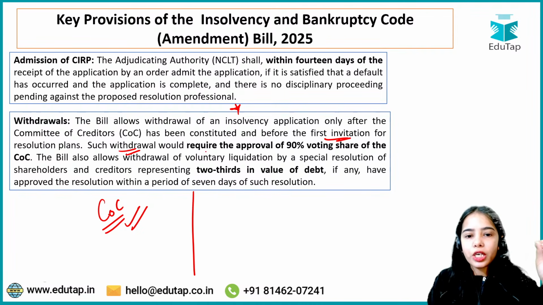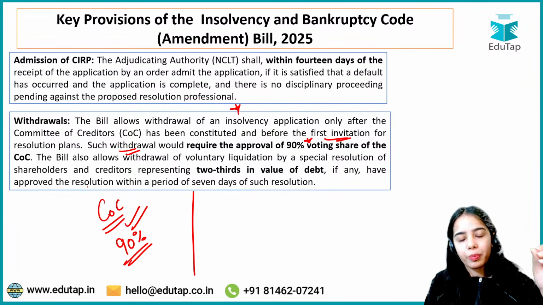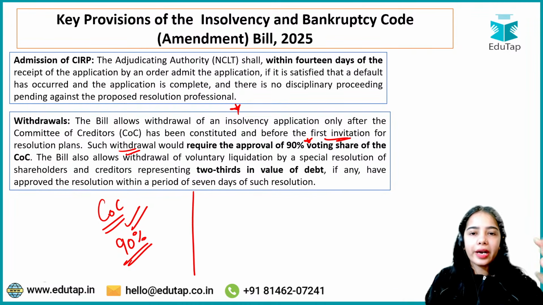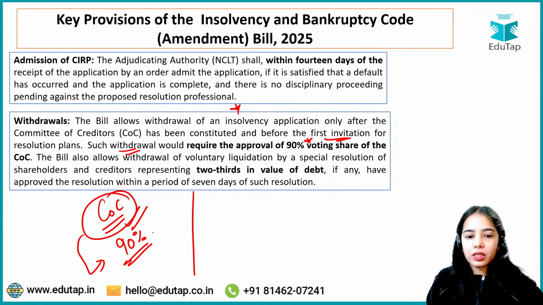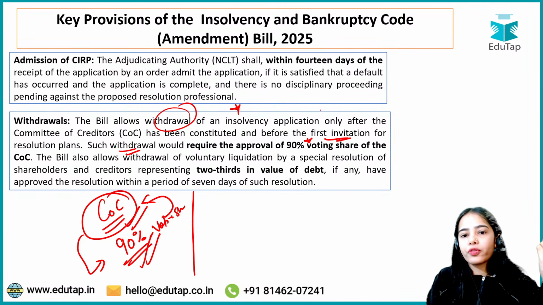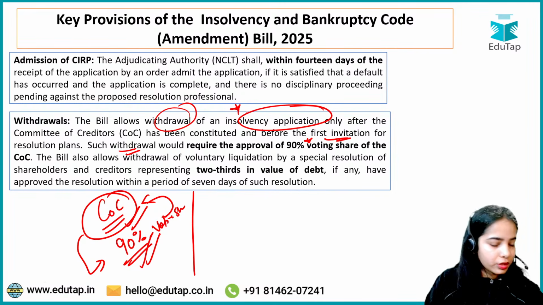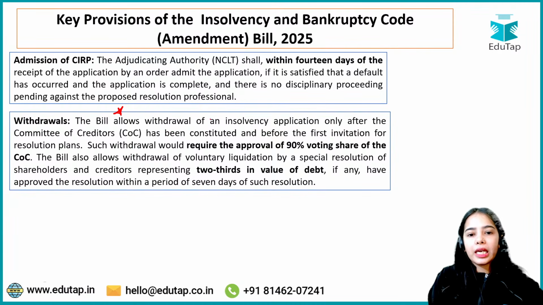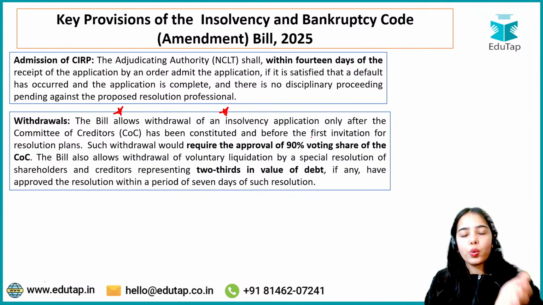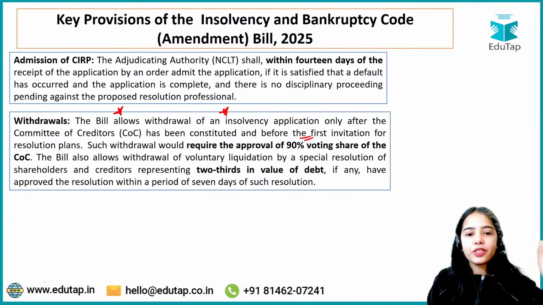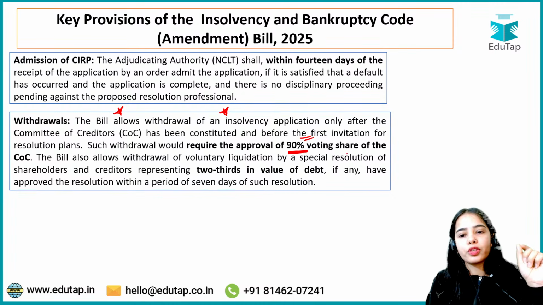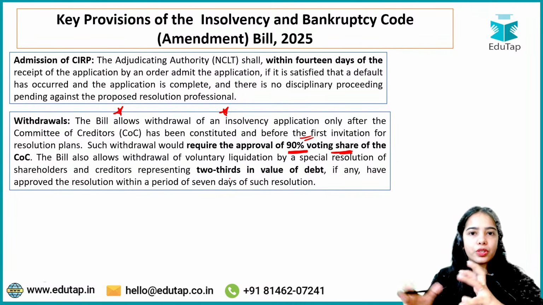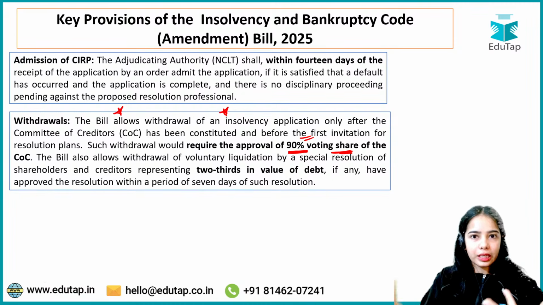Such withdrawal would require approval of 90% of the voting share of the committee of creditors. That's why 90% of the voting share in the committee of creditors should agree for this withdrawal of the insolvency application. I hope this is clear first of all. So the bill allows withdrawal of an insolvency application only after the committee of creditors has been constituted and before the first invitation of the resolution plan. Such withdrawal would require the approval of 90% of the voting share of the committee of creditors.